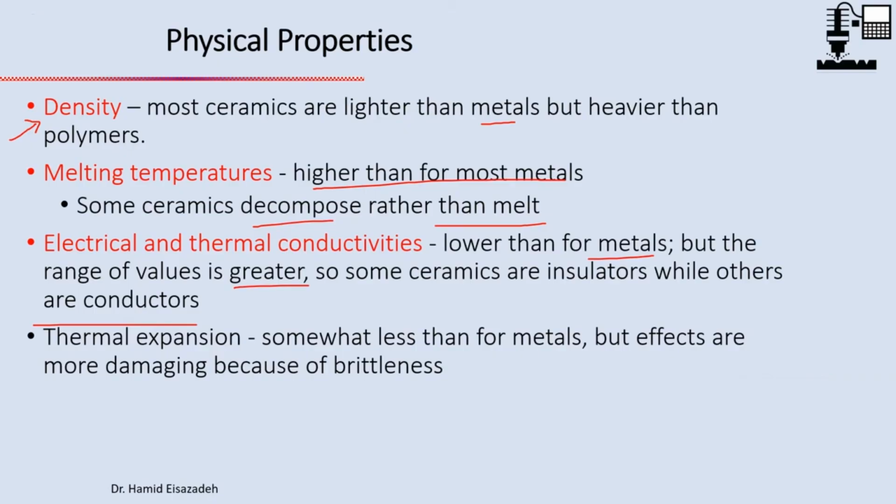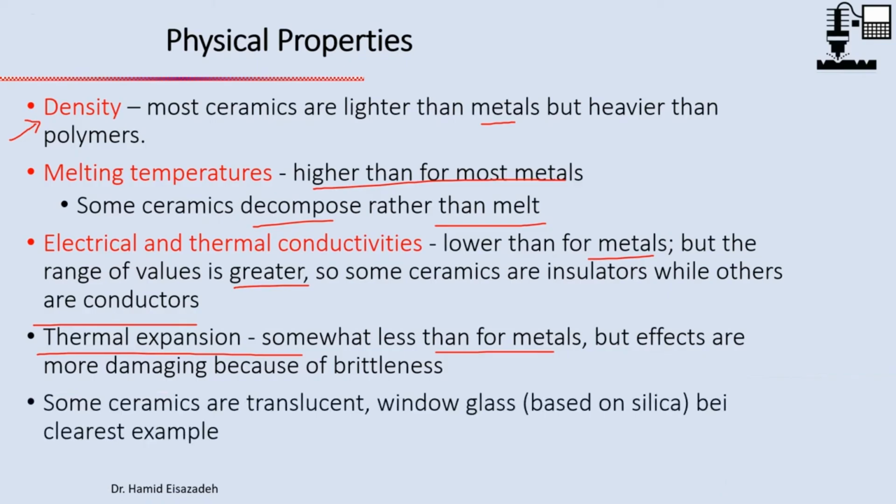a lower thermal expansion coefficient comparing with the metal, but the effect of thermal expansion in ceramics is more damaging because of their brittleness. So they are very brittle. Even a small deformation in the ceramic can cause rupture inside the ceramic material. And then the last point is some of the ceramics are translucent. The window glass is one of them, which is based on silica.